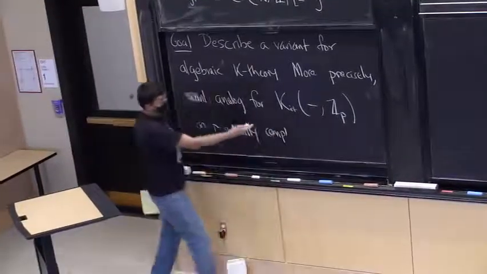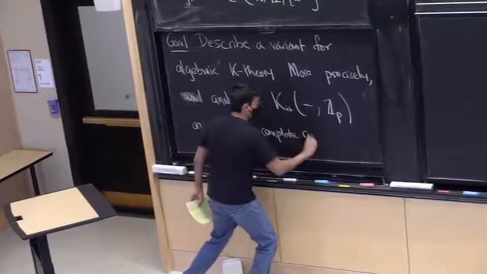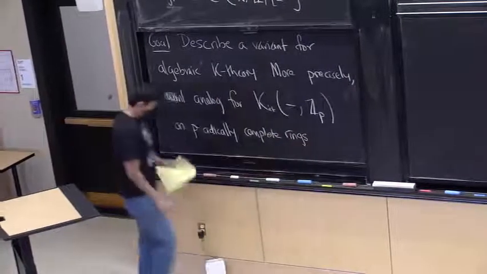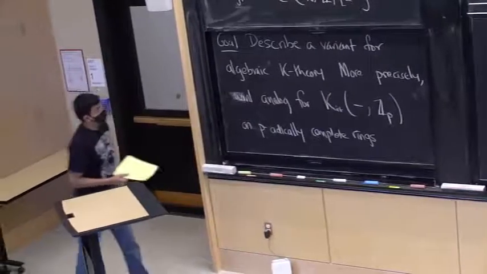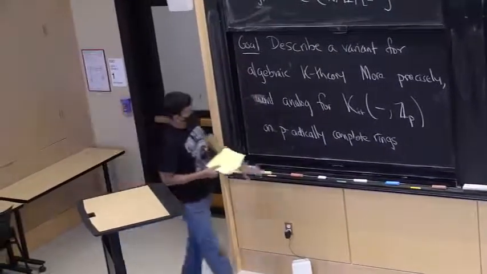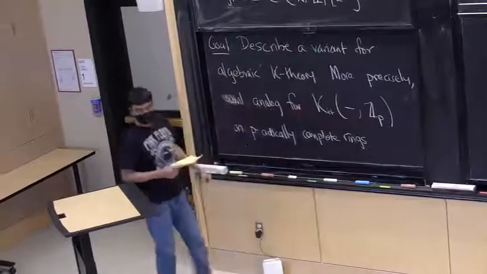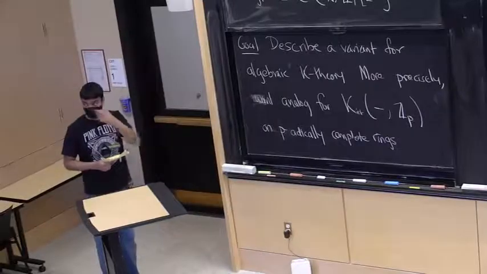For example, the ring could be a mod p, like an F_p-algebra. OK. So I would like to address this question today. So prove an analog of this result for this object. Any questions so far?